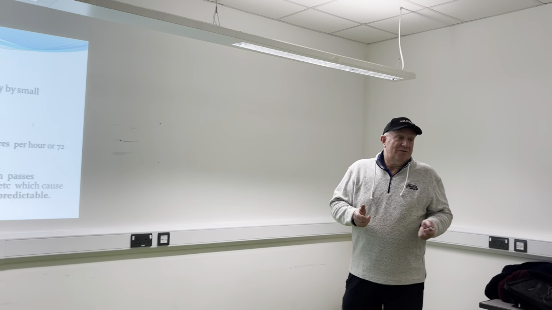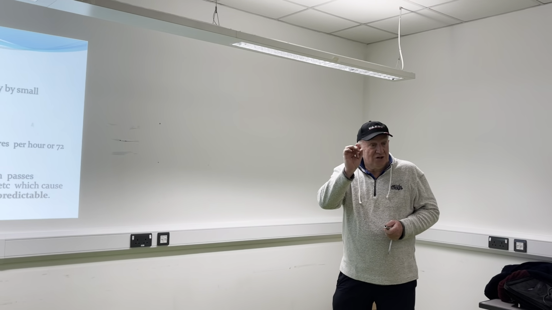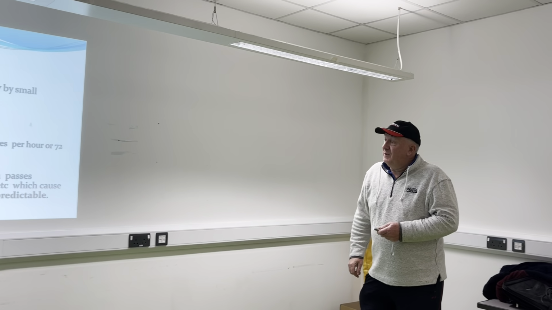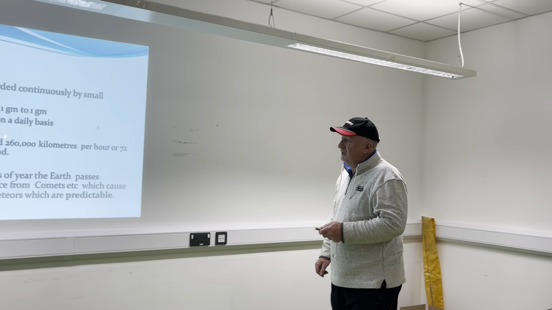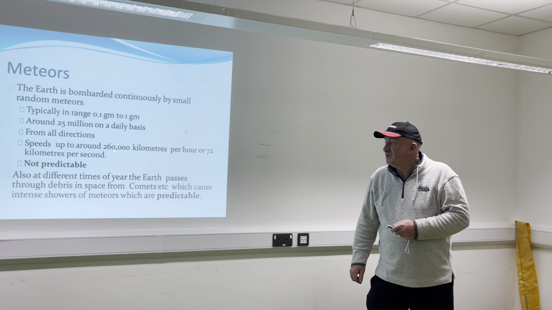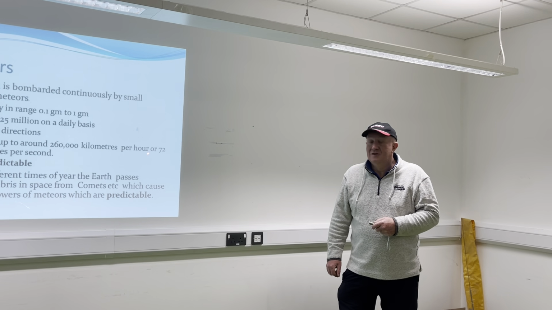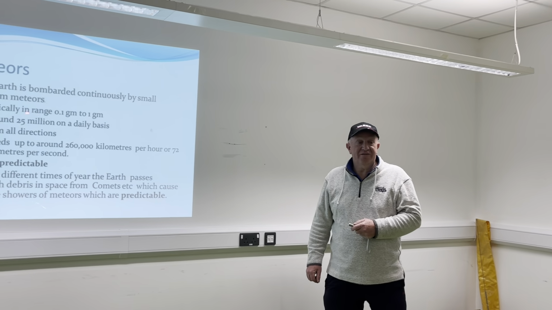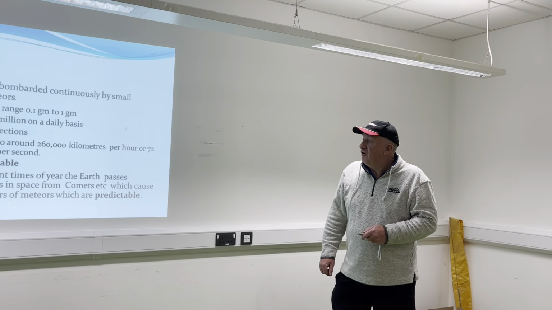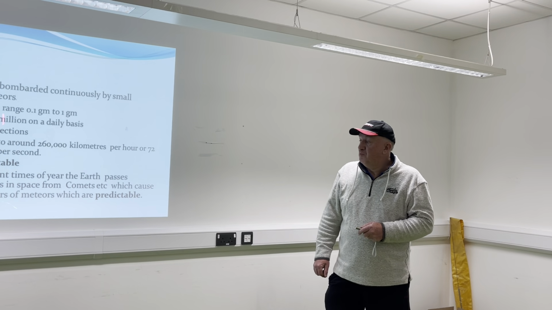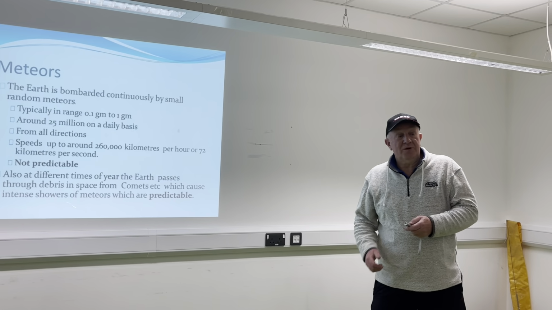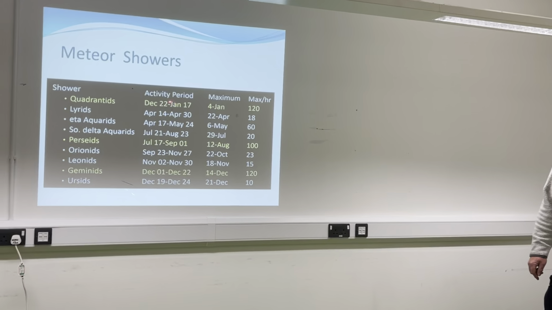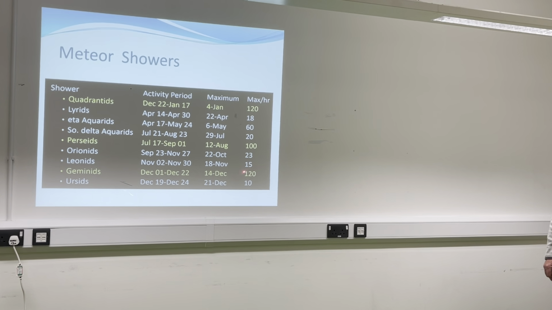If you've got a microscope, then you can actually see they're pear-shaped and circular. They come in from all directions. The speeds are horrendous: 260,000 kilometers per hour, or 72 kilometers per second, so they're really fast. They're not really predictable, but at certain times of the year there are meteor showers, which are basically comets that have broken up and the Earth's orbit is going through. These are the ones that have got the biggest maximum hourly rate of the peak showers.